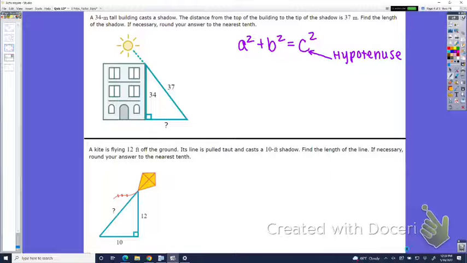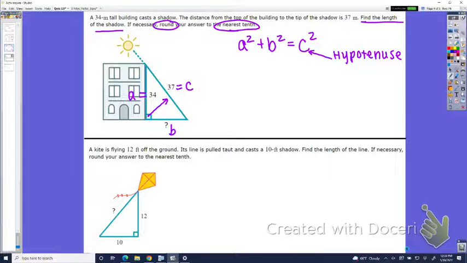All right, we have this building, it's 34 meters tall, it has a shadow. We don't know the length of the shadow, that's what we're trying to find out. But the distance from the top of the building to the tip of the shadow is 37, so that's labeled on the picture. If necessary, we're eventually going to round to the nearest tenth. So I can call the one across from the right angle the hypotenuse, that's C. I can call the other one A or B, and I'm missing the other one.